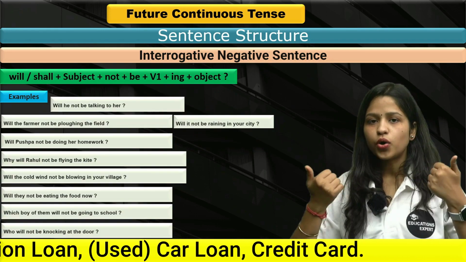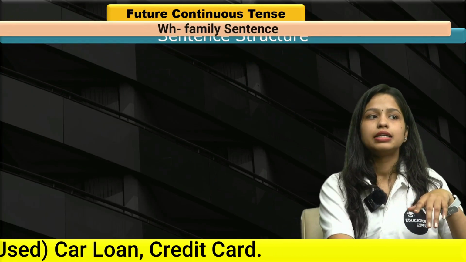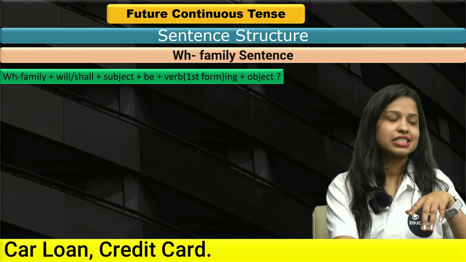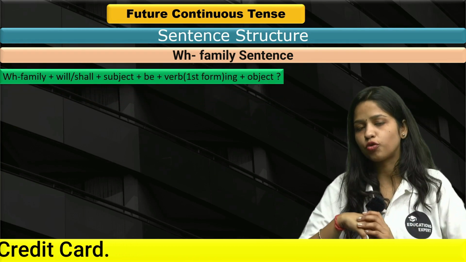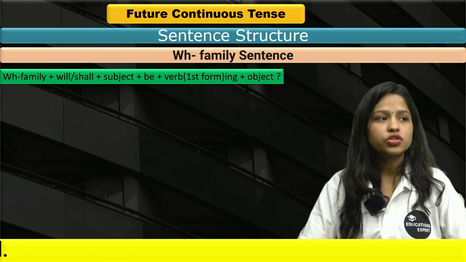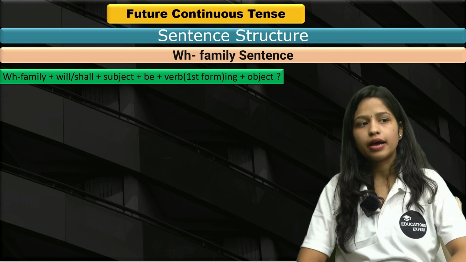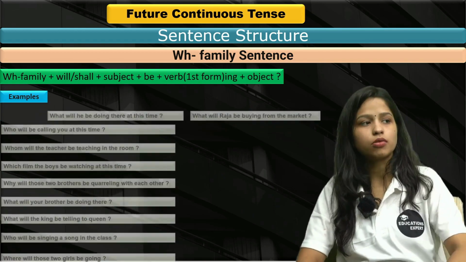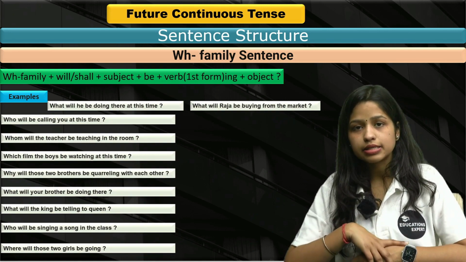Now let's move forward to the last slide, which is based on WH family sentences. Again, the whole structure would be exactly the same. We just have to put the WH family word in front. WH word, will/shall plus subject plus be plus V1-ing and object plus question mark, most important. What will he be doing there at this time?